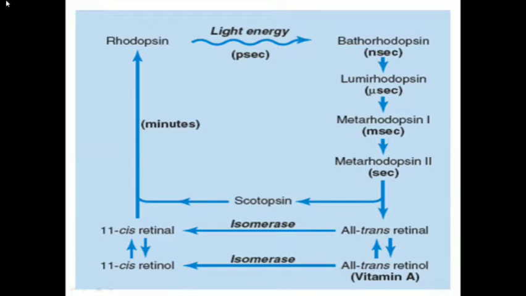Here is another way in which the rhodopsin is regenerated. This all-trans retinal is converted into all-trans retinol, and this all-trans retinol is a form of vitamin A. Then this all-trans retinol, under the action of the enzyme isomerase, gets converted into 11-cis retinol. And this 11-cis retinol again converts into 11-cis retinal. And this 11-cis retinal combines with scotopsin to form rhodopsin. So this is the visual cycle.